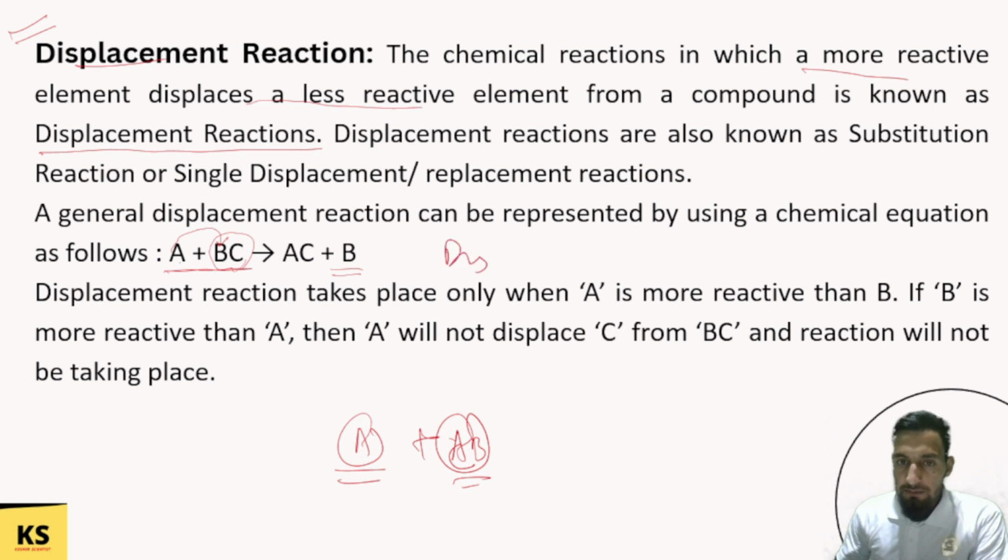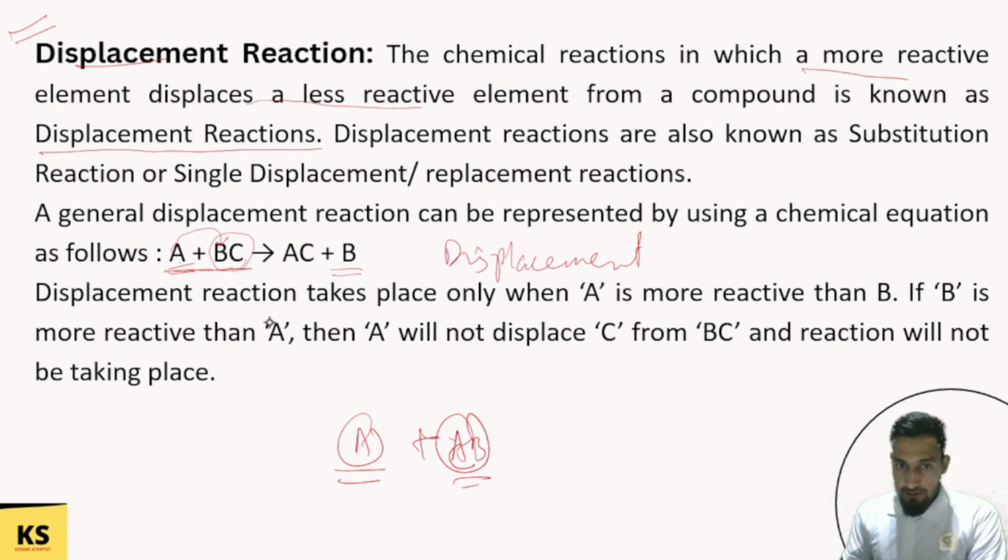This is called a displacement reaction, because the element A is more reactive, we can say. That is why it is displacing this B from the given compound BC and taking its place. We say that this type of reaction is a displacement reaction. Why? Displacement reaction takes place only when A is more reactive than B.